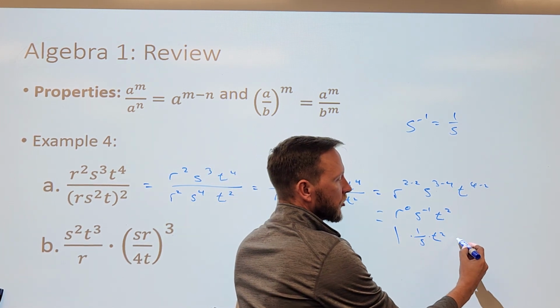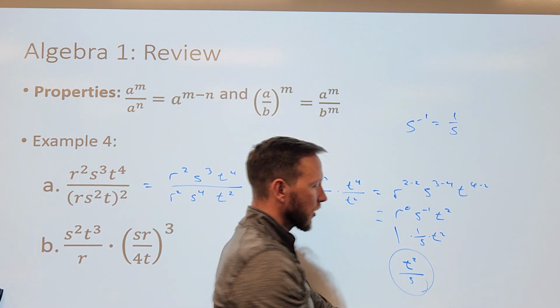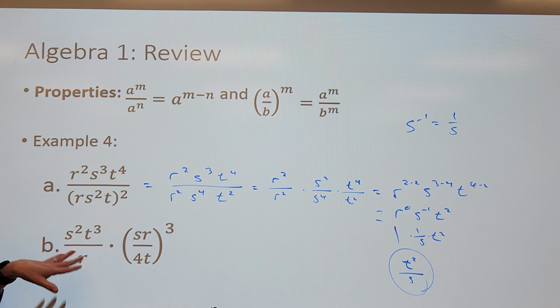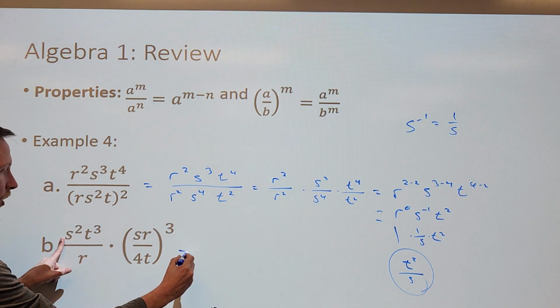1 over s times t squared is going to give us t squared over s, using just positive exponents. We're going to talk about that negative exponent issue on the next slide. Now over here, we've got this product. We've got quotients happening. We've got powers with fractions. There's a lot going on here.